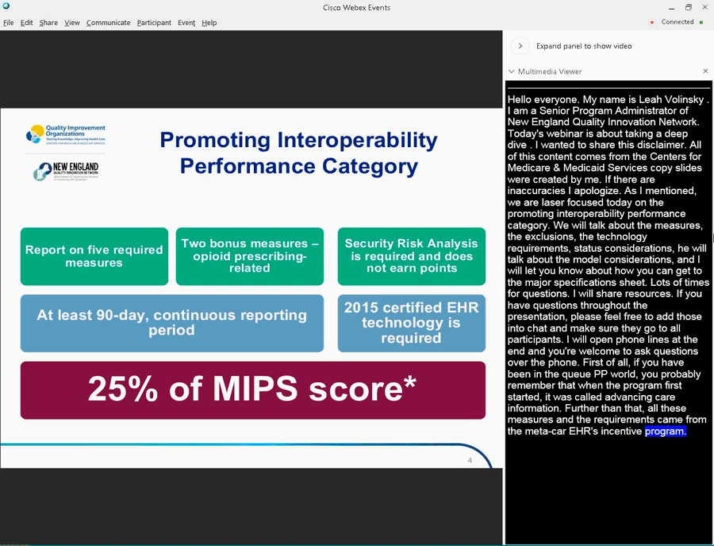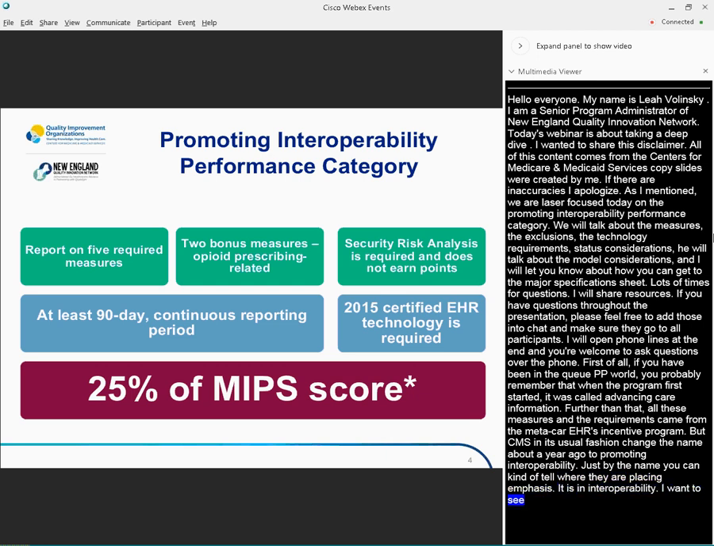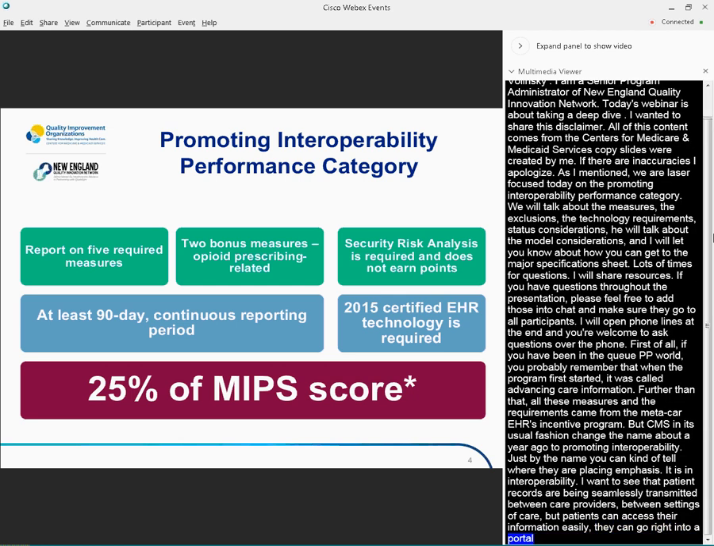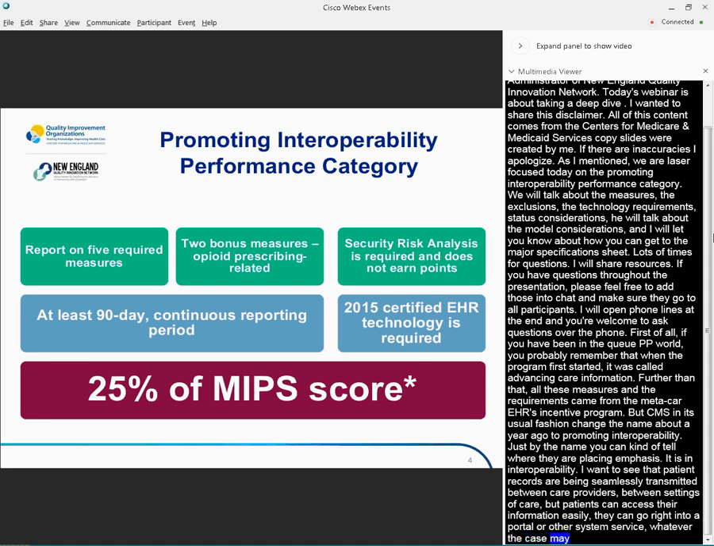And just by that very name, you can tell where CMS is placing a lot of emphasis. It's in interoperability. They want to see that patient records are being seamlessly transmitted between care providers, between settings of care, that patients can access their information easily. They can go right into a portal or other system, service, whatever the case might be in your practice or organization. Pull down maybe an after-visit summary, patient education materials. If they want to ask questions, they can just go in and type in their questions, send that along to the office, and have their questions responded to in a timely manner.